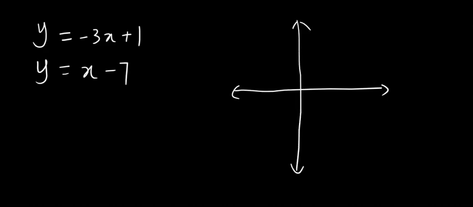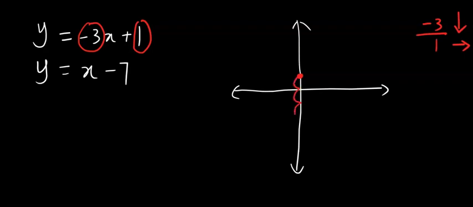All right, I'm going to graph the first one in red. Y-intercept is 1, so that's the first point. Slope is -3. -3 over 1 means we're going to go down 3, go over 1. 1, 2, 3, over 1. Remember, mine is just a quick sketch. At home, if you have graphing paper and a ruler, that'll be really good.